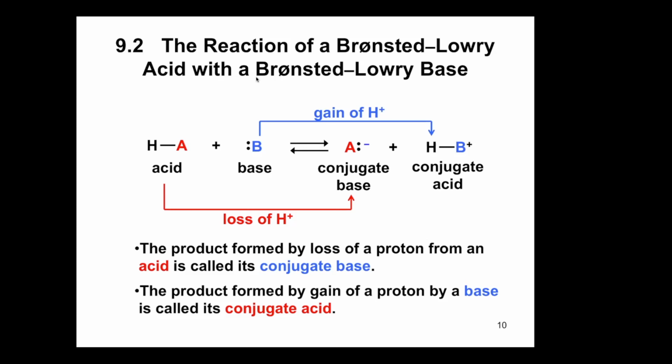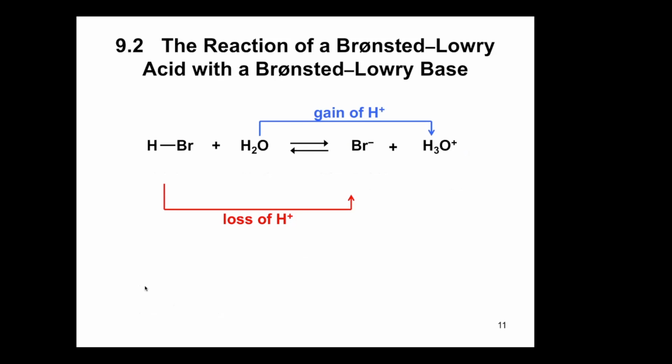Okay, so always keep in mind that the product formed by the loss of a proton from an acid is called its conjugate base. And then the product formed by the gain of a proton by a base is called its conjugate acid. Okay? So example here, we have the reaction between hydrogen bromide and water forming bromide ion and hydronium ion. So if you look at the whole equation itself, ano ba ang counterpart ng hydrobromic acid doon sa product side ng equation? We have the bromide ion. Okay? And then, ano ba ang counterpart ng water doon sa product side?